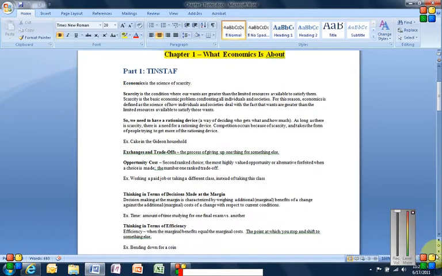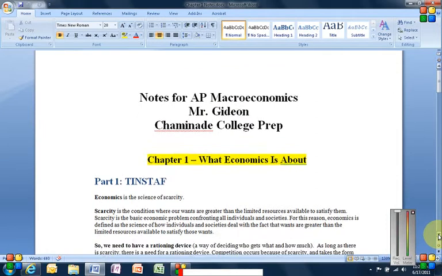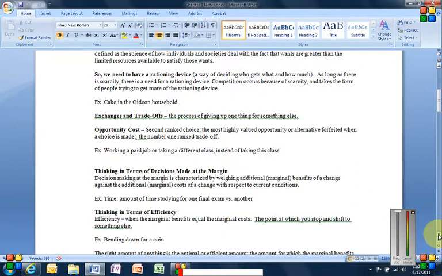But when we're looking at these kinds of situations, it's important to understand a couple of key terms before we ever get into the larger models and theories of this class. Exchanges and trade-offs are a very useful concept. Exchanges and trade-offs are the process of giving up one thing for something else. It could be money, it could be time, it could be opportunities. Which brings us to another important concept, opportunity cost.